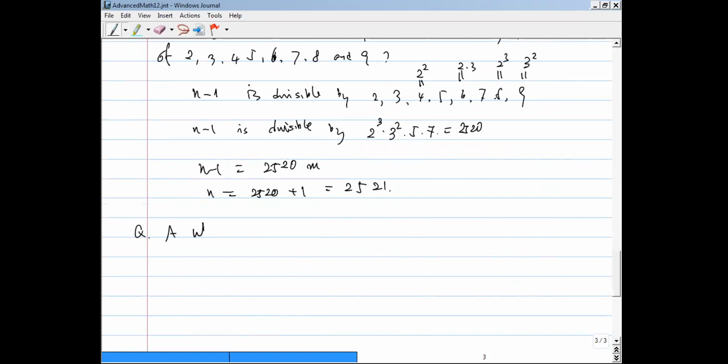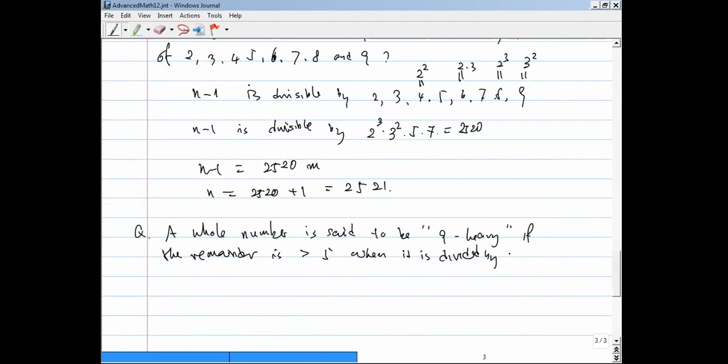So here's the definition. A whole number is said to be 9 heavy if the remainder when divided by 9 is greater than 5. If the remainder is greater than 5 when it is divided by 9. Then what is the least 3-digit 9 heavy whole number?